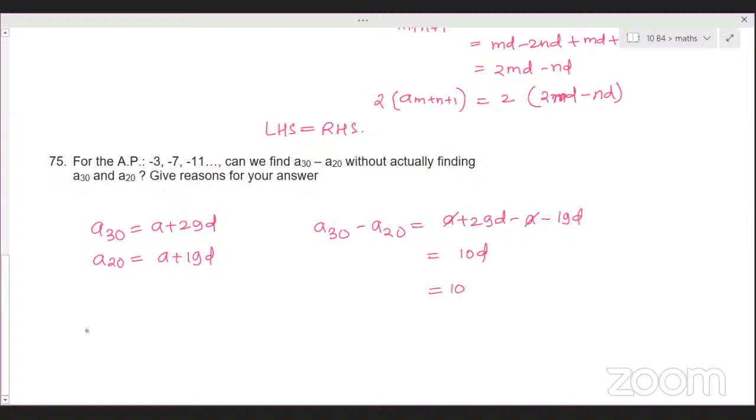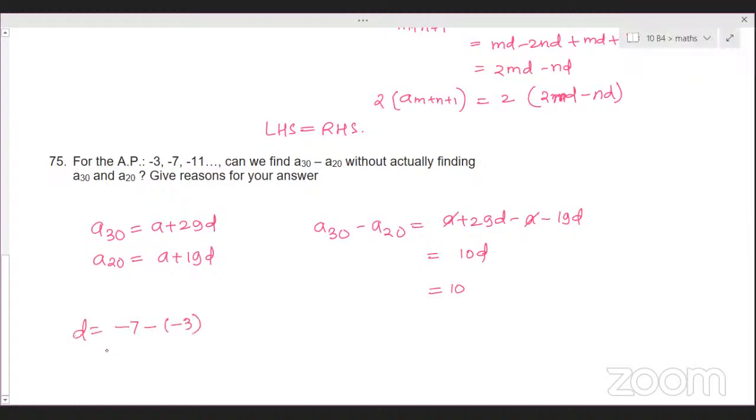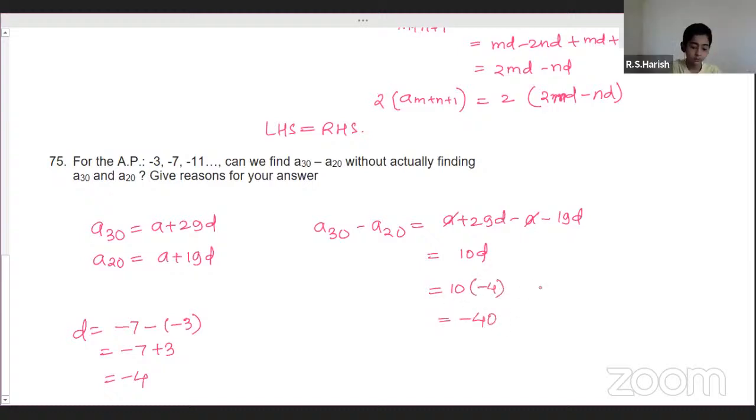So what is the common difference? Ma'am, minus 4. Minus 7 minus of minus 3, that is minus 7 plus 3, that is minus 4. So it is 10 into minus 4. So the difference is minus 40. Clear? Yes, ma'am.